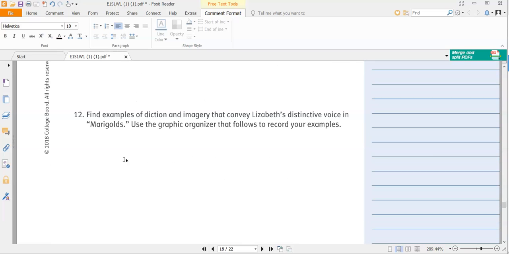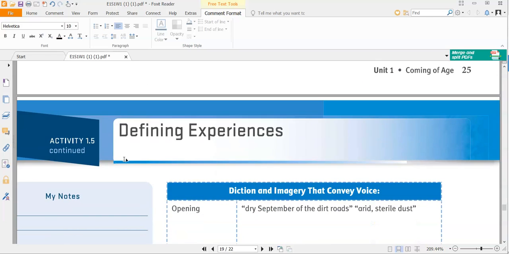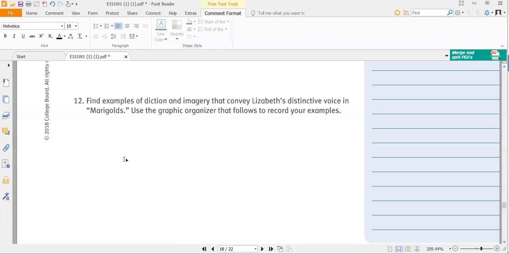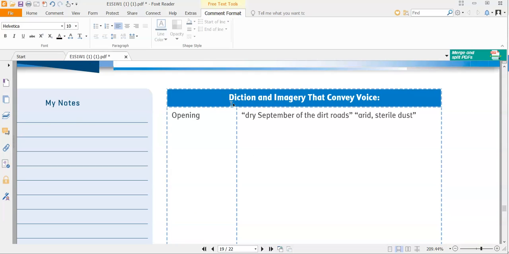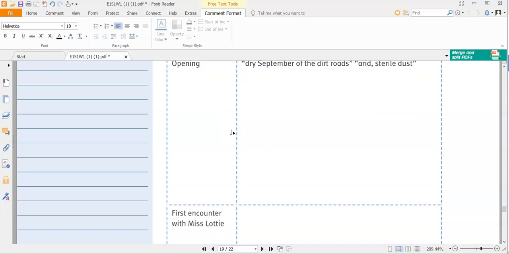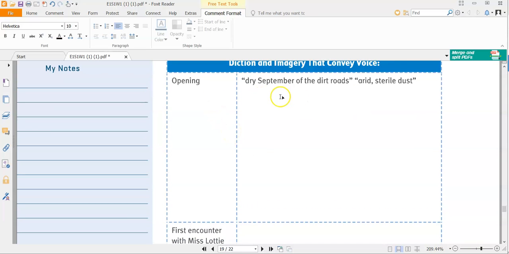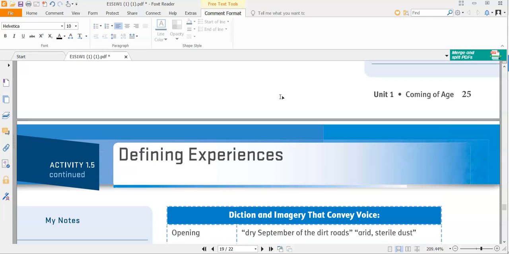Then the last activity for that part is to find examples of diction and imagery that convey Lisbeth's distinctive voice in Marigolds. And then use the graphic organizer that follows to record your examples. So you're finding examples of word choice, which is diction, and images, which is imagery, and you're filling this chart in with it. So here, they already started you off by giving a certain example, okay?